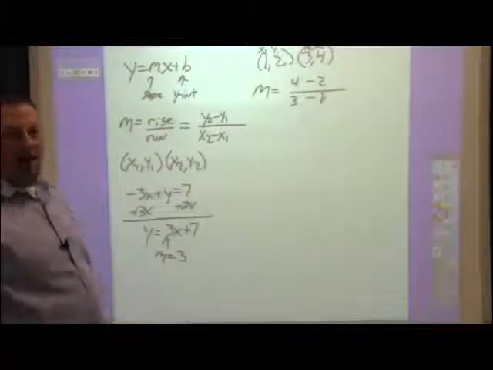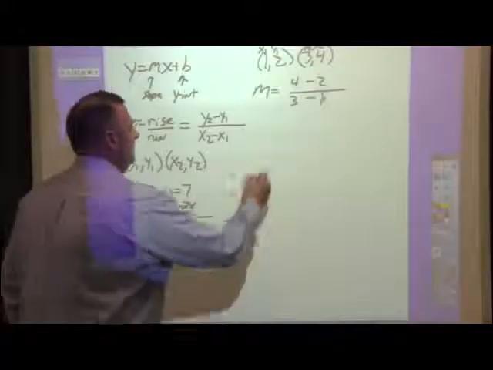All you got to do now is do the math at the top and bottom separately. So 4 minus 2 is 2. 3 minus 1 is 2. On the ACT, they're not going to write 2 over 2. It's 1. You got to do that math.